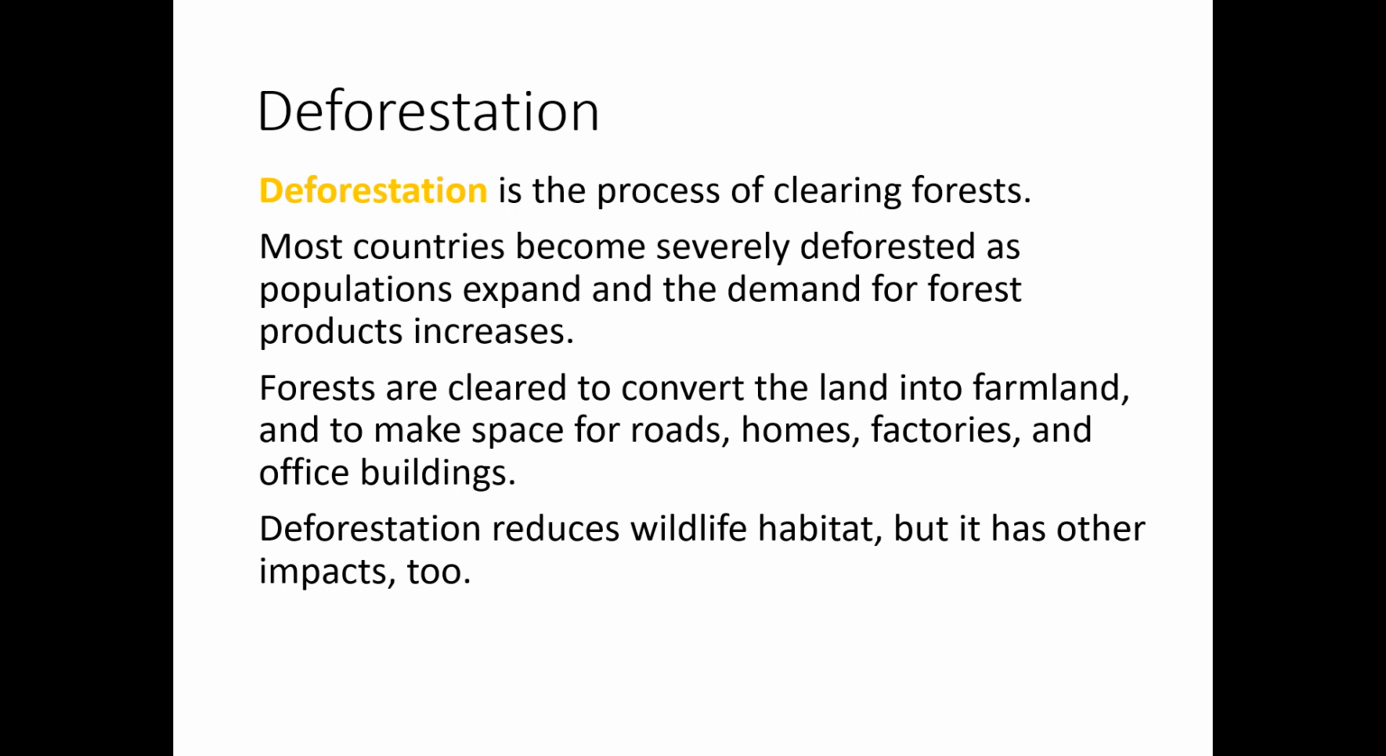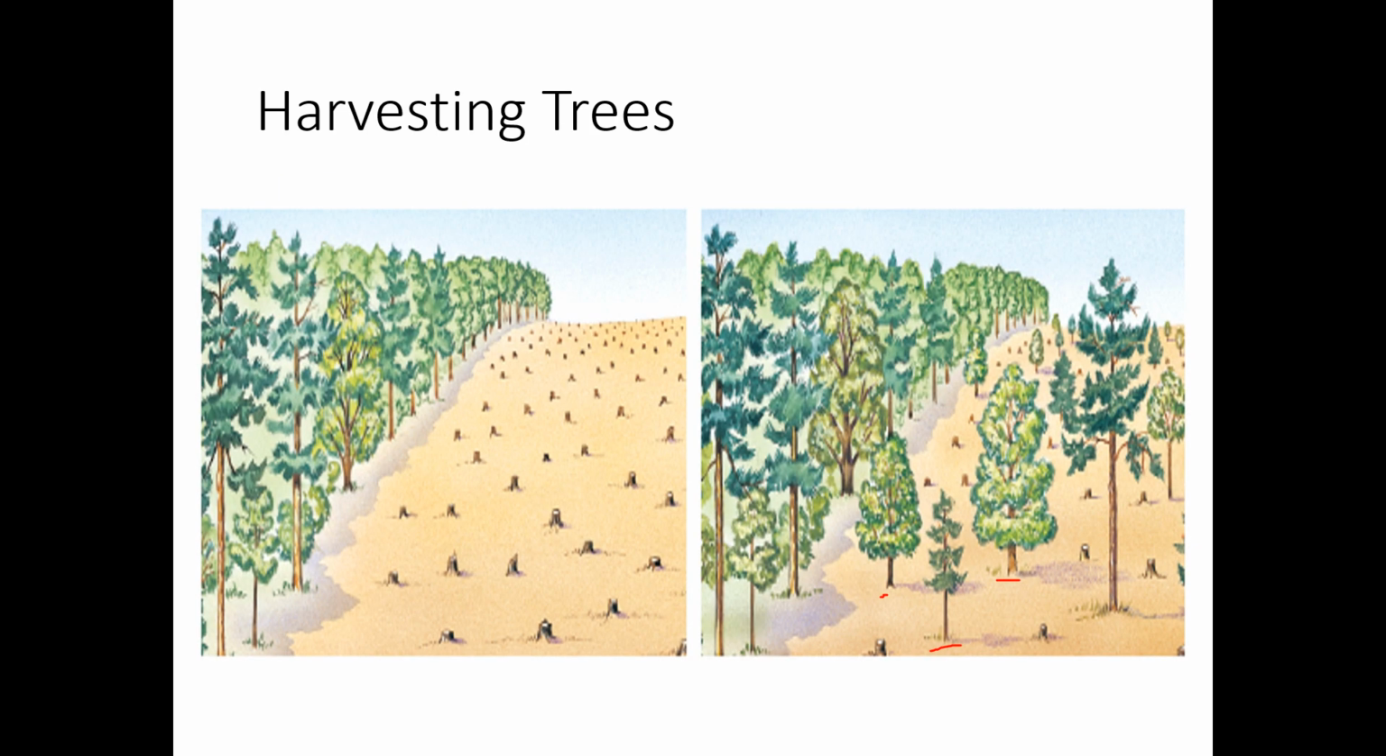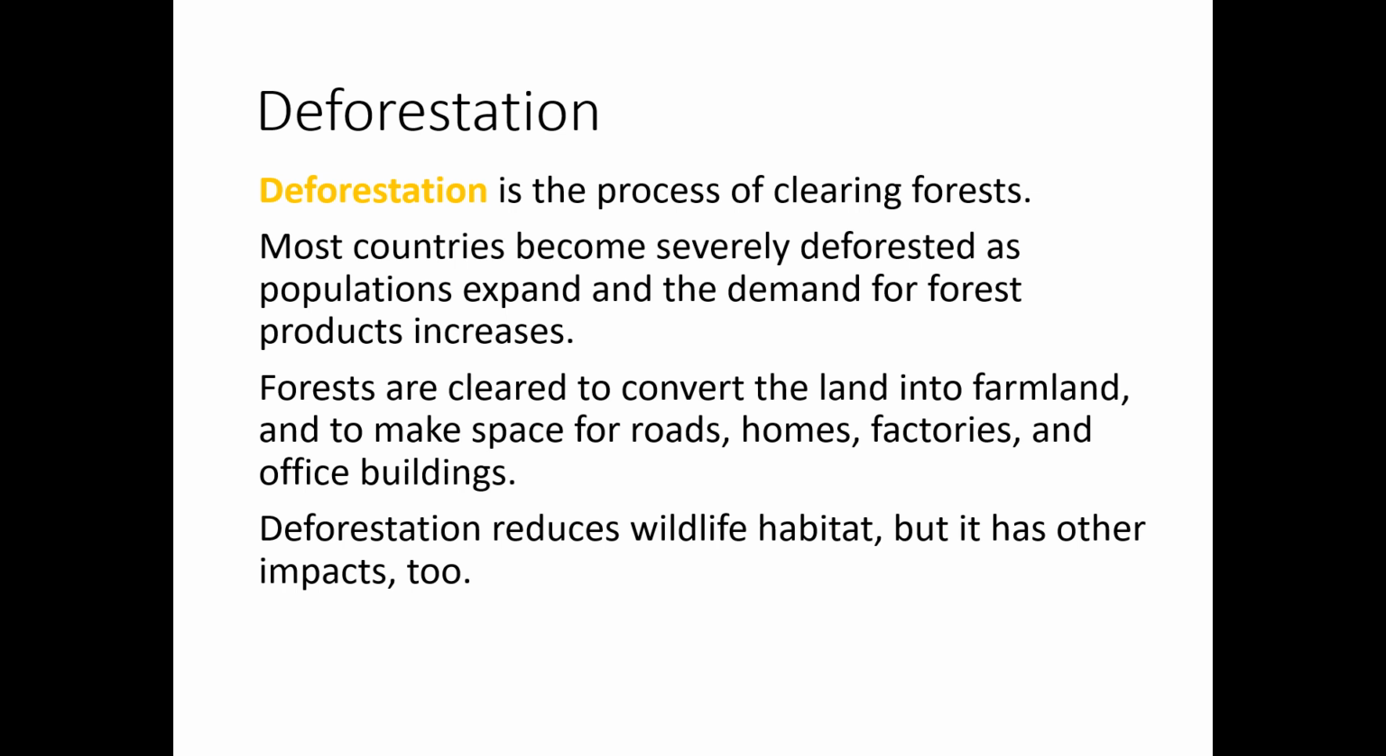Deforestation is the process of clearing forests. It's typically used to refer to clear cutting, where you cut down all of the trees. A lot of countries can become severely deforested as populations expand and the demand for forest products increases. You're cutting down forests to make them into roads and factories, and why it's a bad thing is kind of obvious, as we mentioned, but one reason is that you have less habitat area for your wildlife.